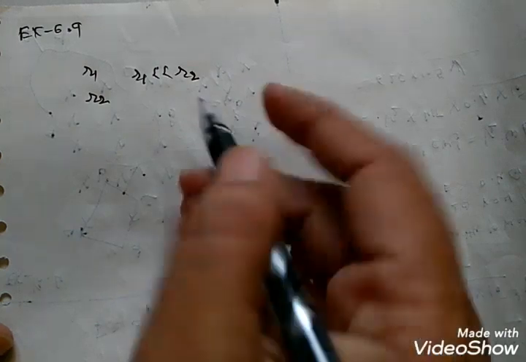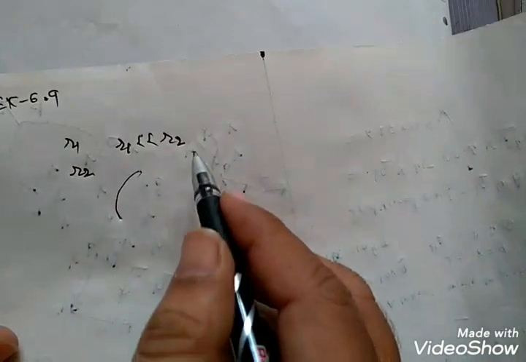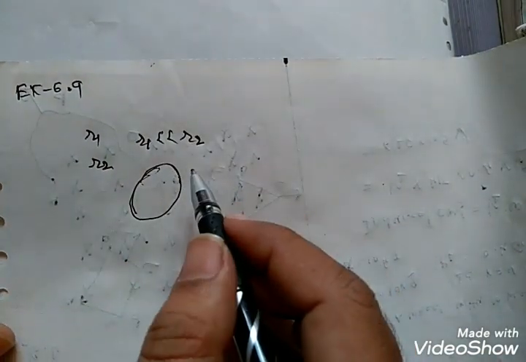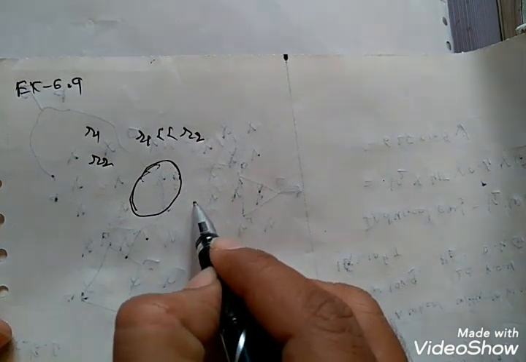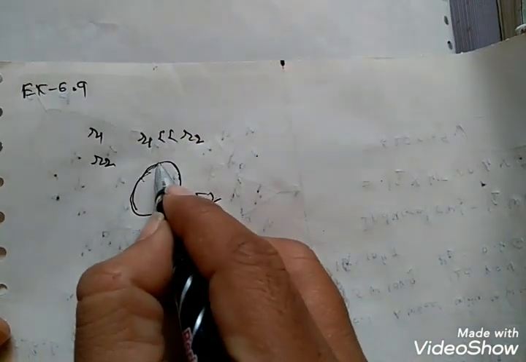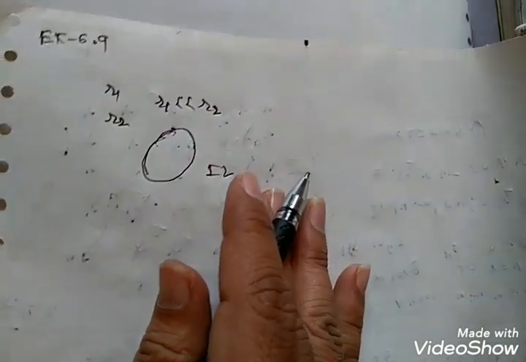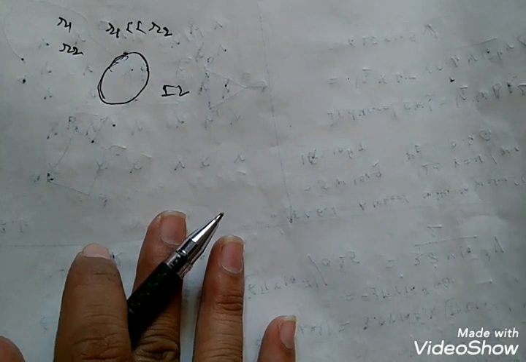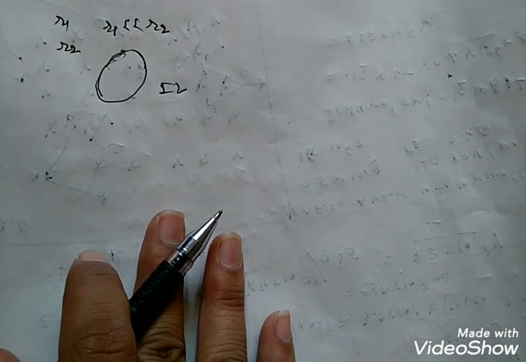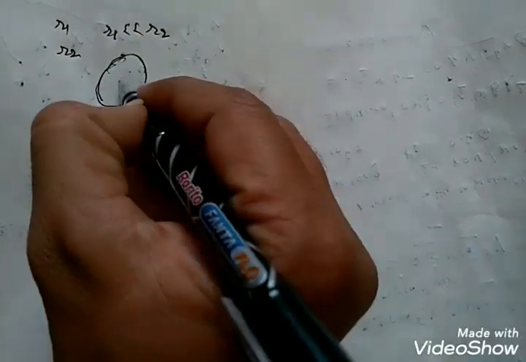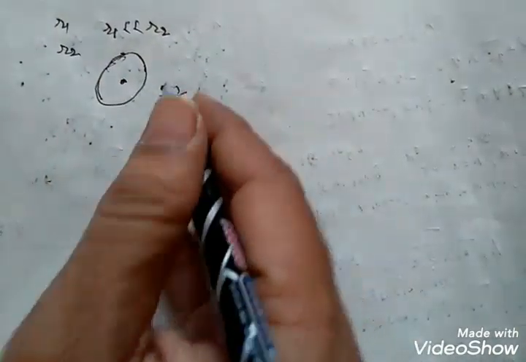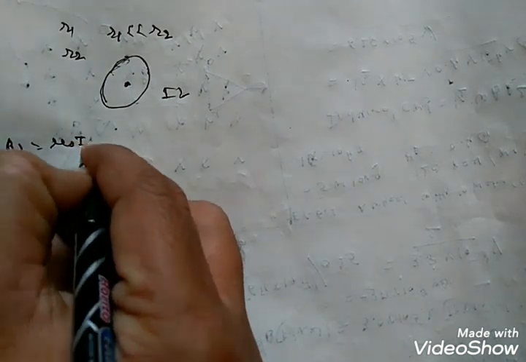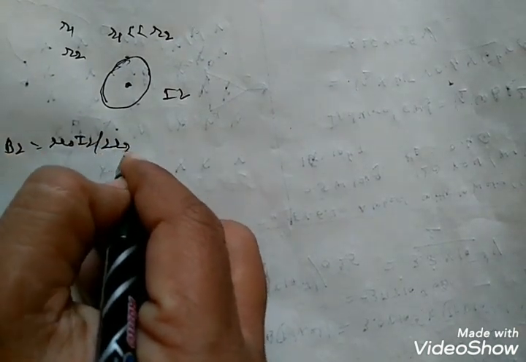Outer circle means R2. In this case the current is I2 in the outer circle of the coil, which is very big in size compared to the first one. The field at the center of this coil is B2 equal to mu 0 I2 upon 2R2.